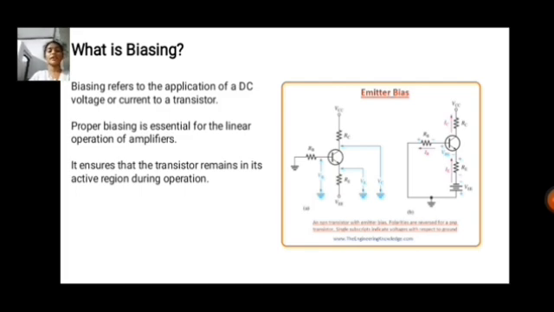Observe these circuit diagrams. An NPN transistor with emitter bias; polarities are reversed for a PNP transistor. Single subscripts indicate voltages with respect to ground.